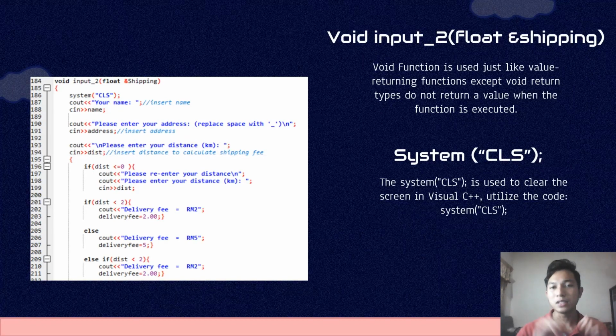Next, I have used the system CLS, which is in line 186. The system CLS is used to clear the screen in Visual C++, and the standard library header file stdlib.h is needed to make it function.